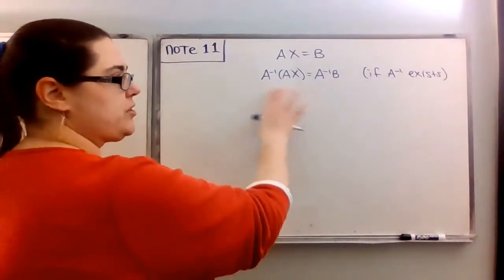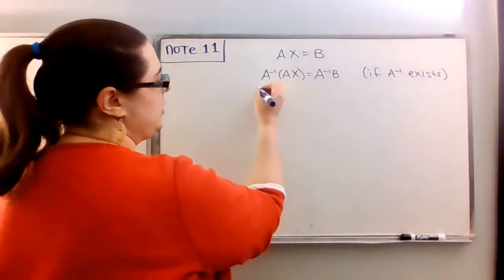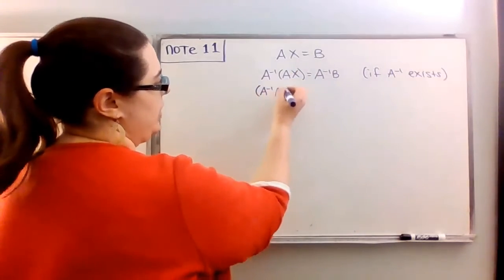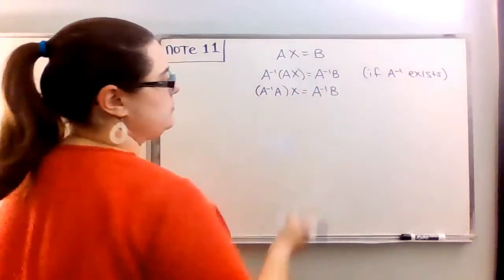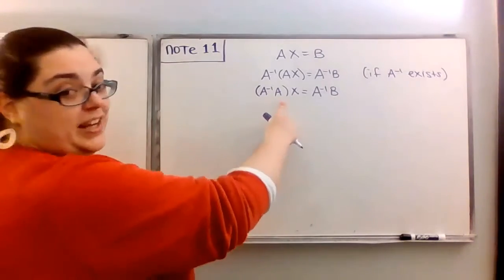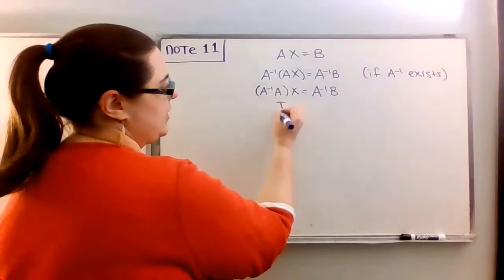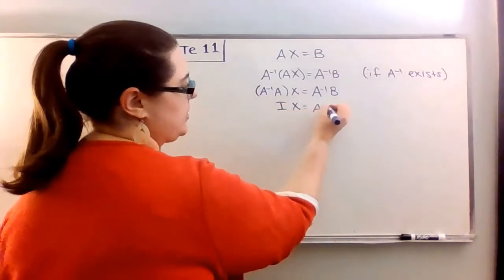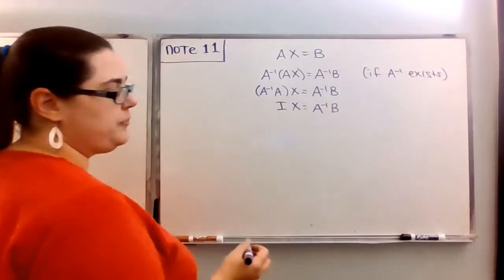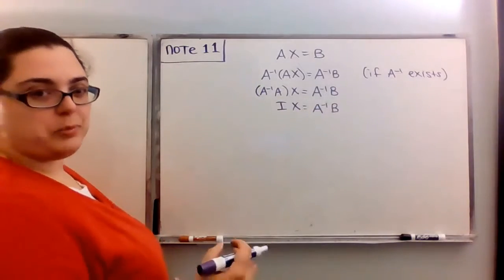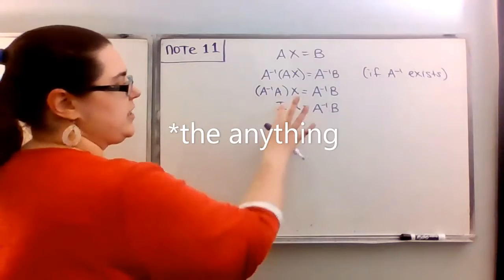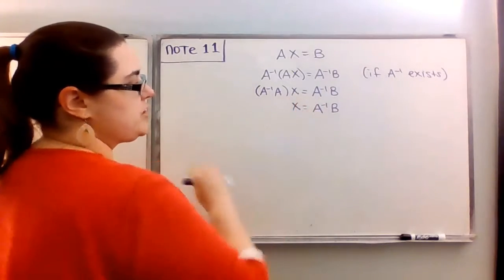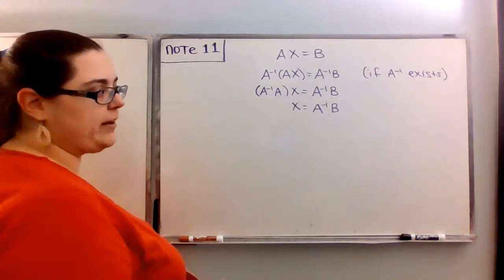And then through the associative property, we can regroup here, and we get A inverse A times x is equal to A inverse b. But A inverse times A is the identity, so we get an identity matrix times x is equal to A inverse b. But because of the lemma we started this week off with, the identity times anything is that thing. So we can just solve this system in this manner.